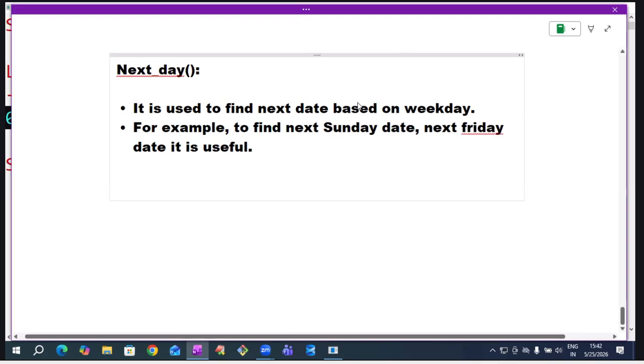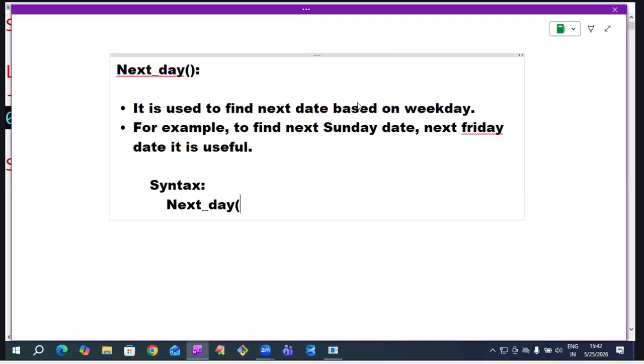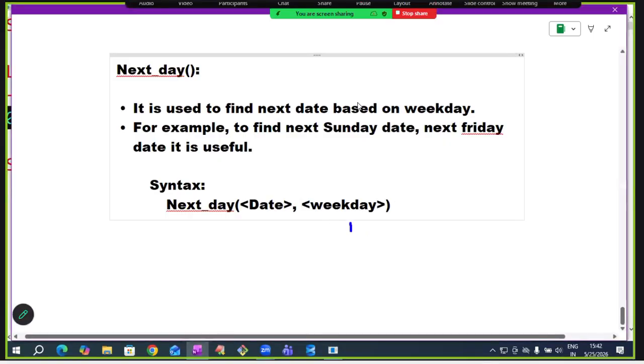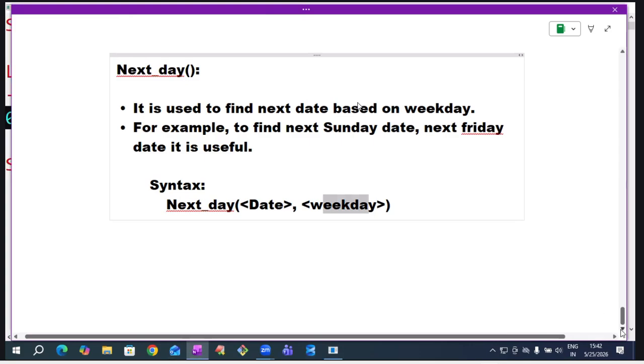Observe. Next day of. Here we give one date value. Date. Here we give weekday. Weekday number you can give. Short weekday name you can give. Full weekday name you can give. Anyone you can give. But second argument is weekday.